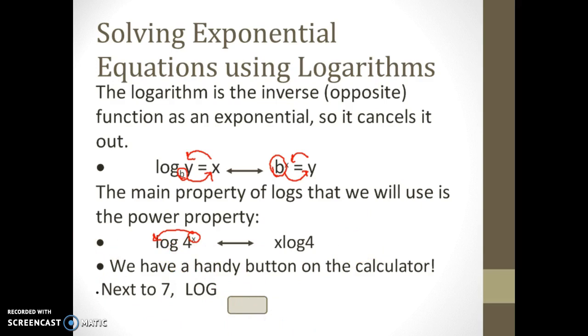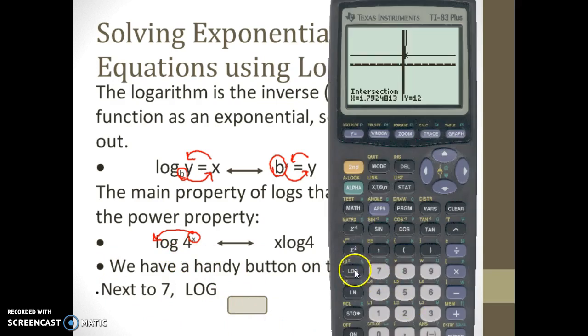And so in our calculator, we have a button right here to the left of 7. That's log. So as long as we're in log base 10, which is what we're going to use right now to solve, we can just plug it into our calculator.